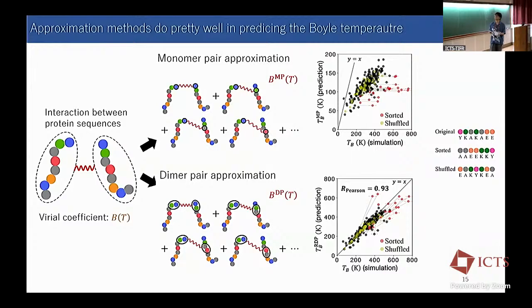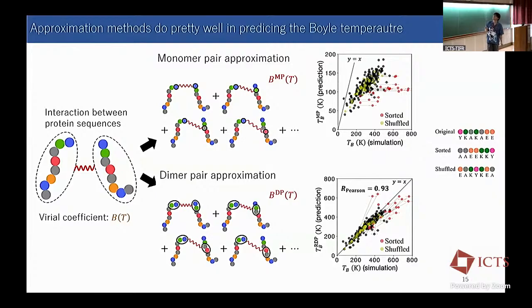So the real ground truth that we're calling, or in a sense the experiment, is also a numerical simulation that we're doing. And we can compare that with that integral formula that I proposed. And this x-axis is that simulation or the experiment that we're calling. And the y-axis is the prediction. And this is the monomer pair approximation. And you can see that it's already doing pretty well. It's capturing the difference across different sequences. But you can see that it's not capturing the sequence dependence, obviously.